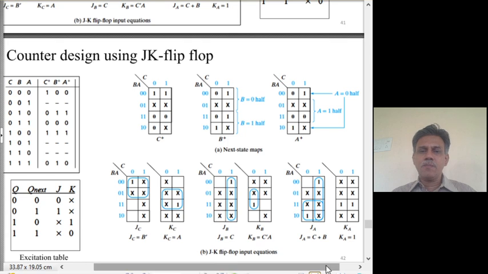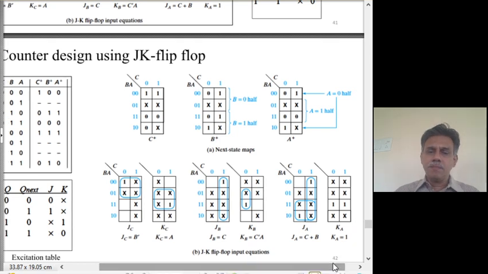So now we have got all the truth table, the K maps for all J's and K's of A, B, C. Now again you simplify it using the well known methods and you would get it.